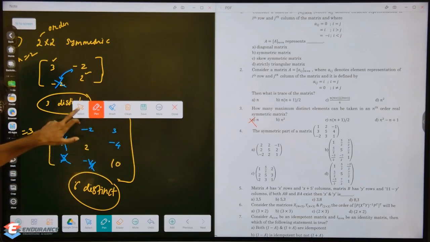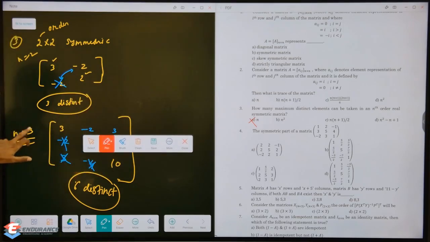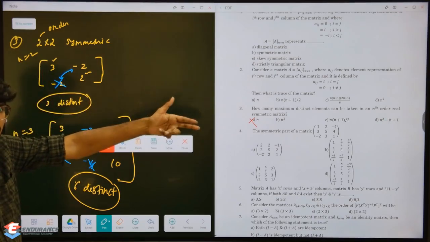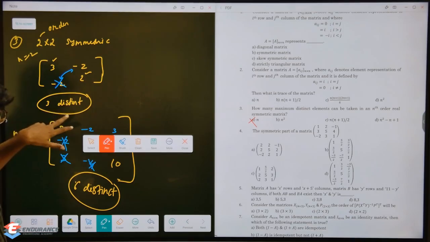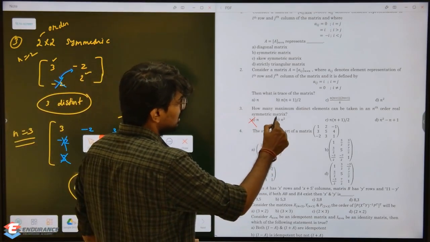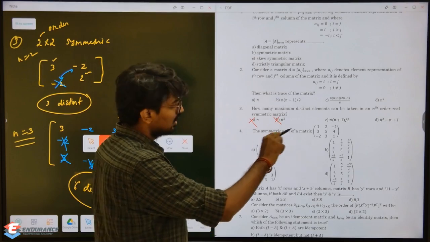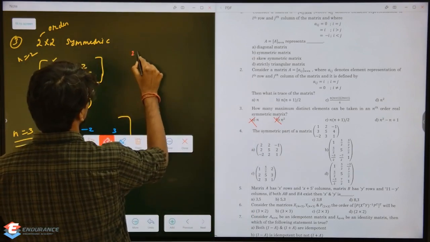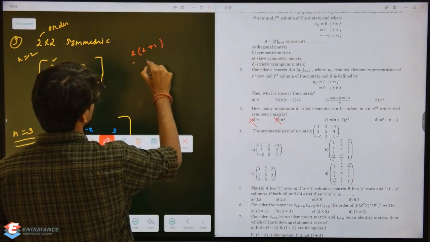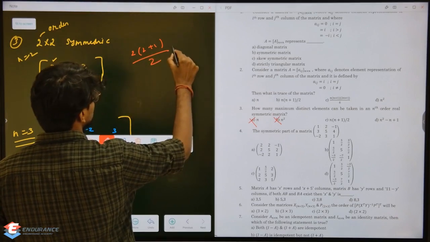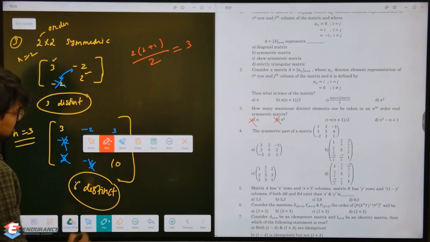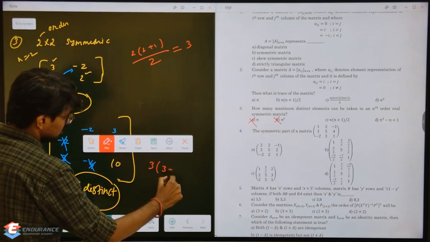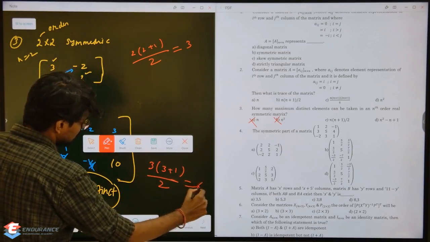Second case: when n is 2, if I substitute in n square, it will be 4, but the maximum distinct count for order 2 is 3, so that is also wrong. What about this case? When n is 2, 2 into 2 plus 1 by 2 will be equal to 3. When n is 3, 3 into 3 plus 1 by 2 will be 6.